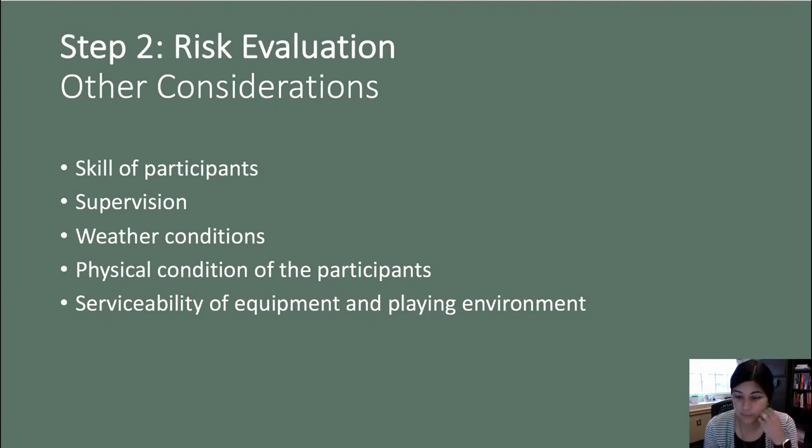Here's some other considerations you might want to look at when you're actually evaluating risks. So of course you want to think about the participants involved, both their skill level and their physical condition. How might that impact the level of risk involved? What's your ability to supervise these programs or events? That's certainly going to impact level of risk, and so on and so forth. Your book does a nice job of going into detail on these considerations, so I'll let you do that reading to go into a bit more detail. Just keep in mind that, as you think about evaluating risk, there are a number of factors you want to take into consideration.